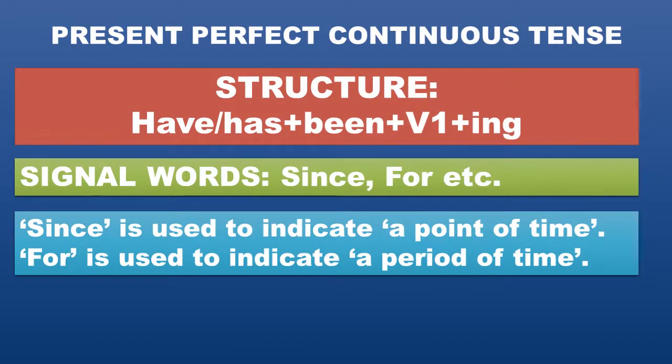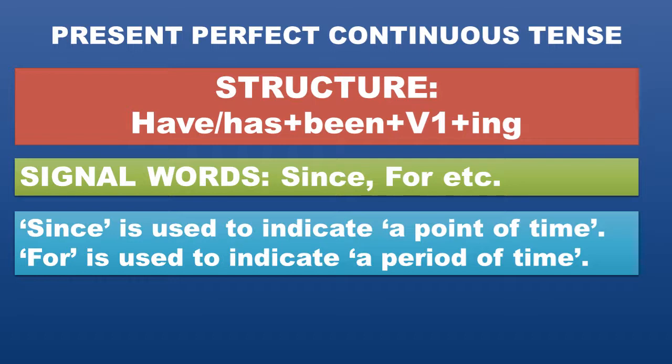Present perfect continuous tense is used to describe an action which started in the past and is still going on. So in such cases we use present perfect continuous tense.